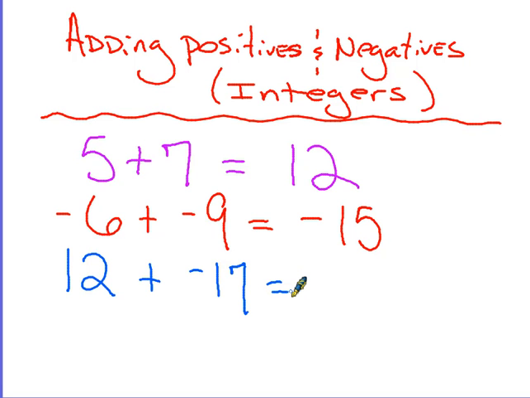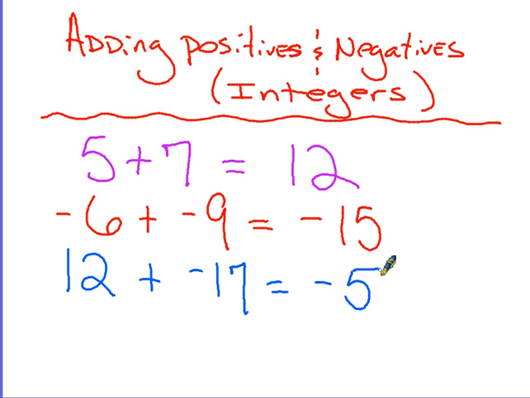So when you're adding a positive and a negative, you look at which one there are more of. In this case, there are more negatives, so my answer is negative. And you say, well, how many more negatives? How far past 0 did I go? And that is 5. So to get that, I subtracted.